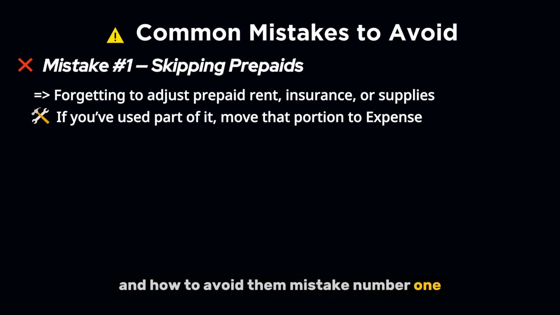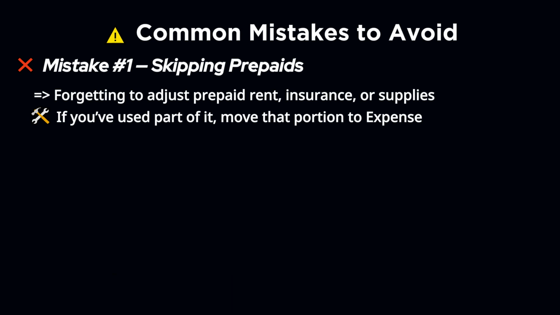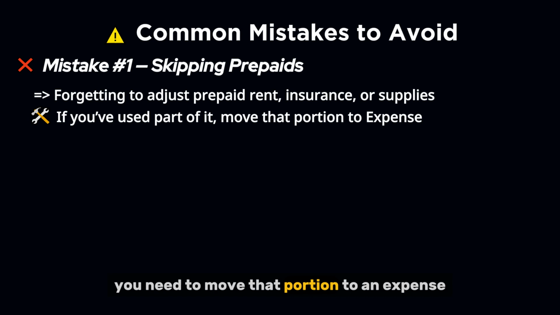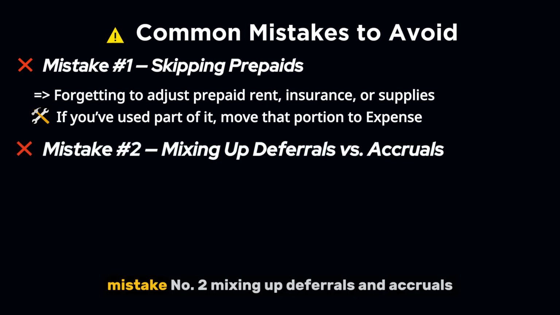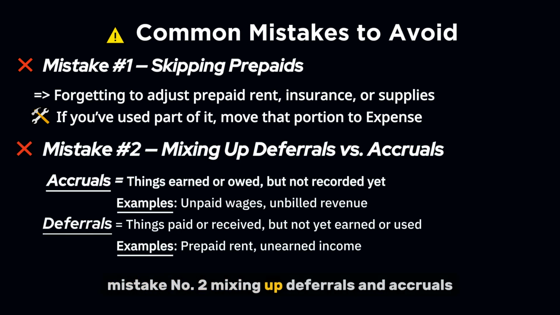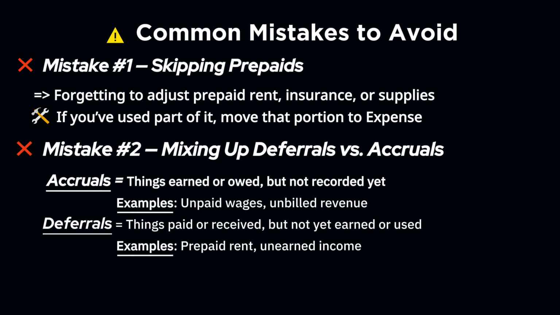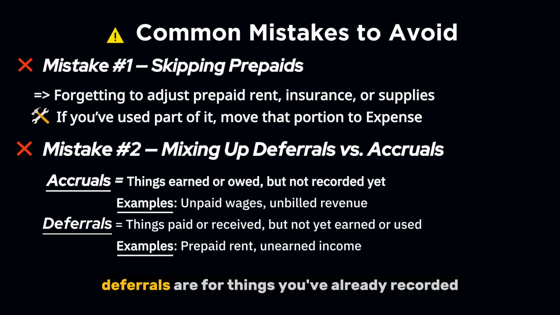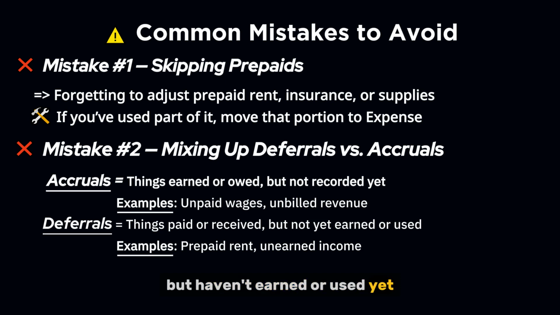Mistake number 1. Forgetting to adjust prepaids. Prepaid rent, insurance, or supplies often get missed. If you've already used part of a prepaid item, you need to move that portion to an expense. Mistake number 2. Mixing up deferrals and accruals. It's easy to get them confused. Remember, accruals are for things you've earned or owe, but haven't recorded yet. Deferrals are for things you've already recorded, but haven't earned or used yet.